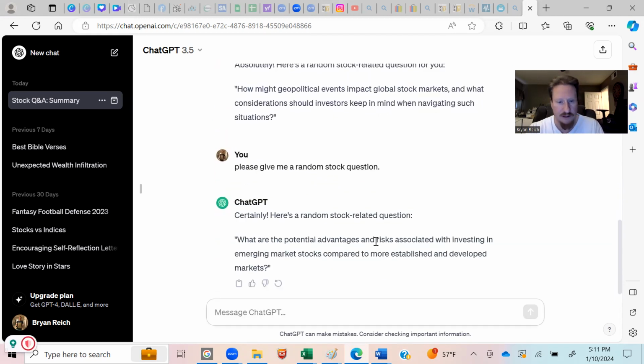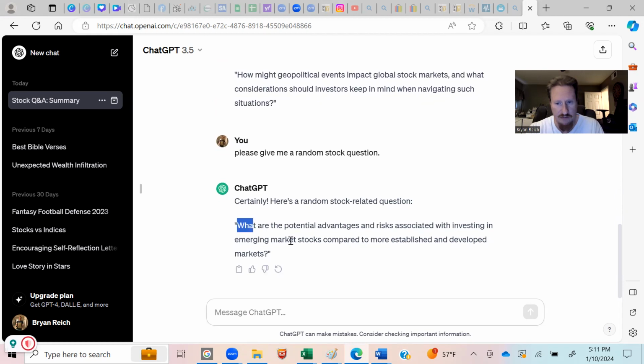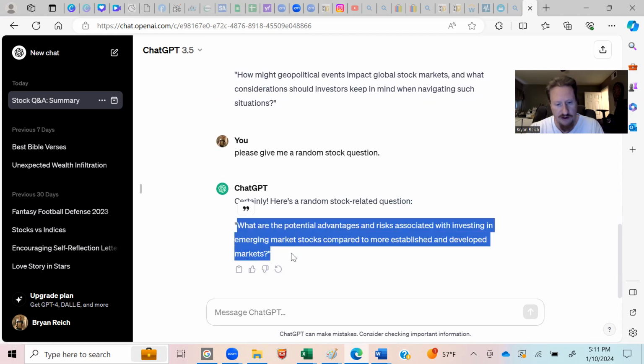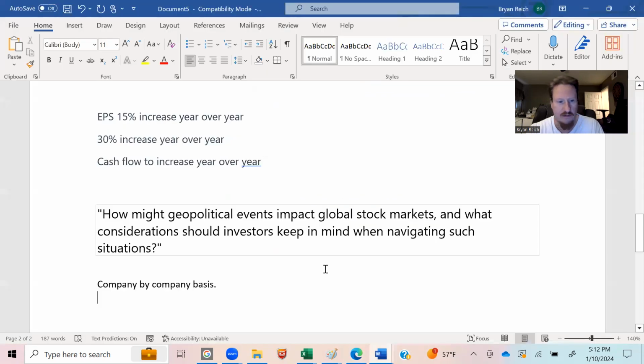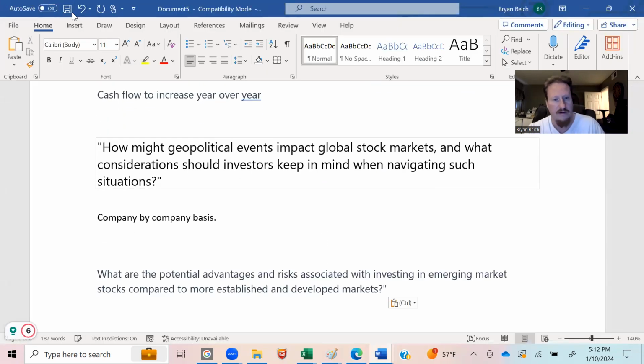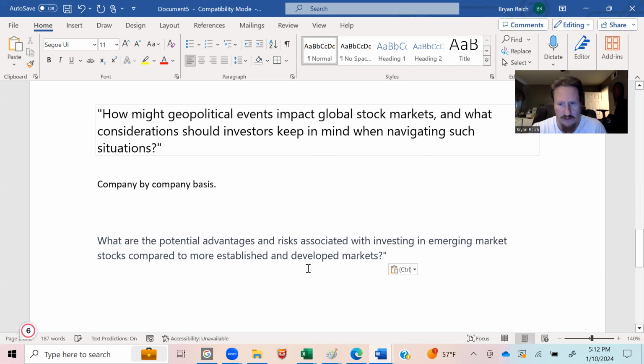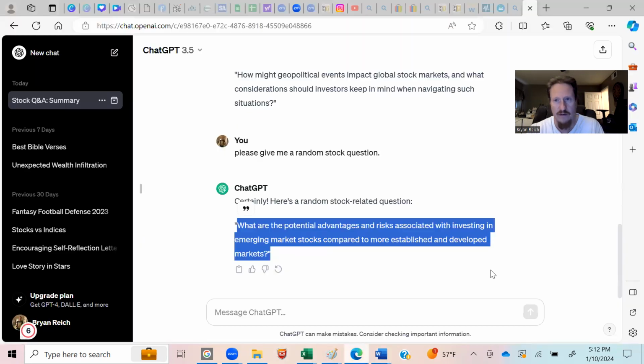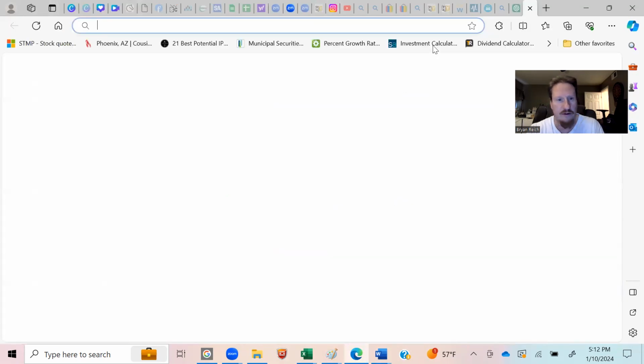Okay, let's see what else we come up with. What are potential advantages and risks associated with investing in emerging market stocks compared to more established and developed markets? I guess we'll just find out what the emerging market stocks they're referring to currently.